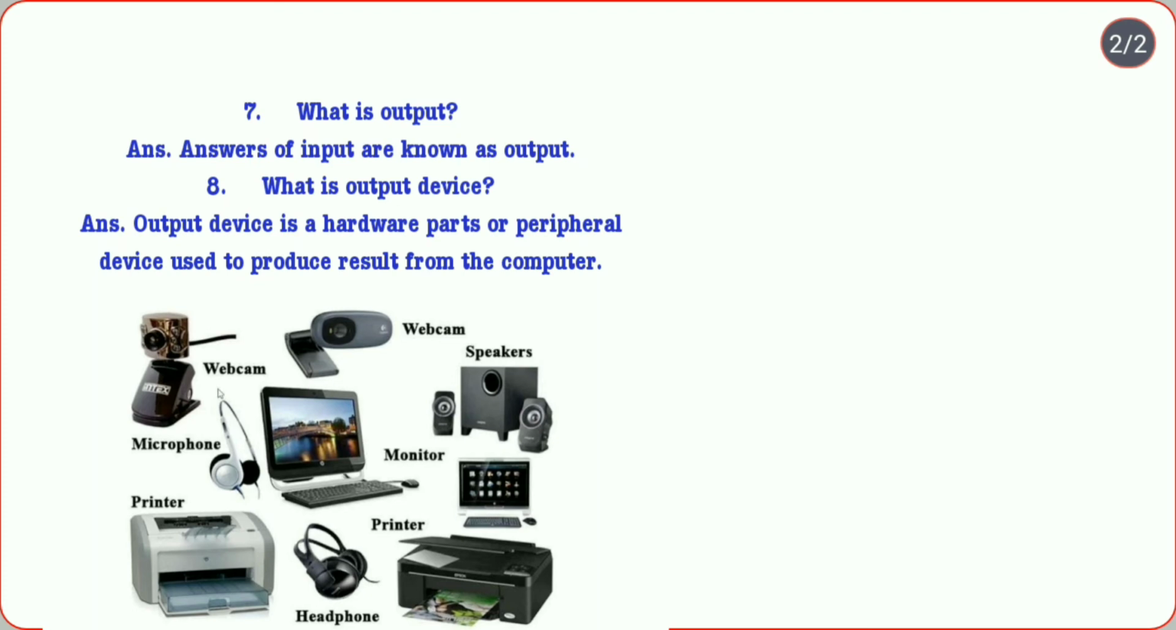What is output device? Answer. Output device is a hardware part and peripheral device used to produce results from the computer. So a lot of output devices are there: webcam, speaker, microphone, monitor, printer, headphone. That's all. These are all output devices.